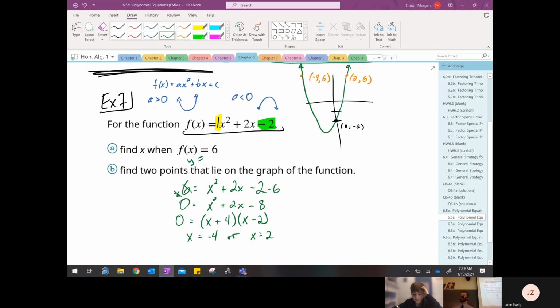Is it okay to have 2 solutions to an equation? Absolutely. By the way, we did part B there in the graph. Thank you, Quentin.